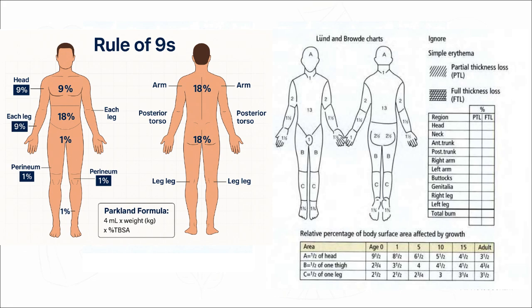But for children, it's a different story. Their body proportions are different. That larger head-to-body ratio is key. So the Lund-Browder chart you see here is the much more accurate and essential tool to use.